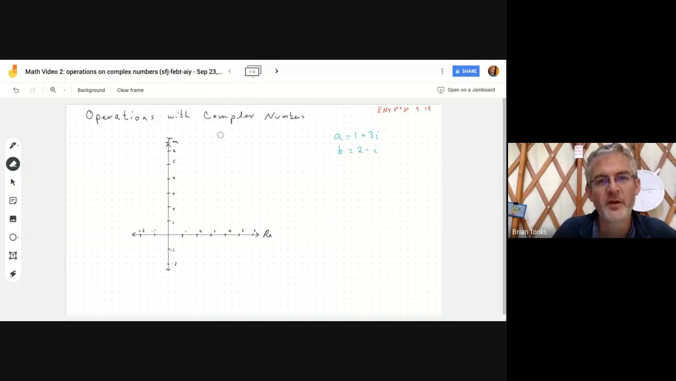Hey folks, here I am in the yurt. I'm doing some math. I'm going to walk through operations with complex numbers. We're going to be doing all the operations except division. So we'll be doing adding, subtracting, and multiplication between two complex numbers, both analytically and graphically.